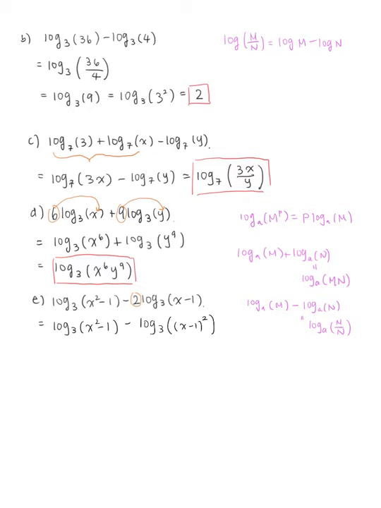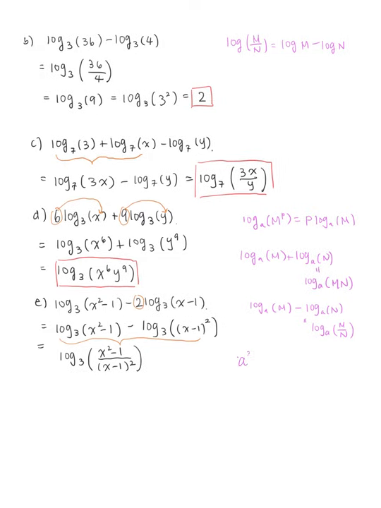So far so good. All right, now let's keep going. So here what we're going to get now is, let's just combine these two together. Here you're going to get log base 3 of x squared minus 1 over x minus 1 whole thing squared. All right, now we've got to go a couple more steps. Remember this difference of two squares, a squared minus b squared. This is a plus b and then a minus b.